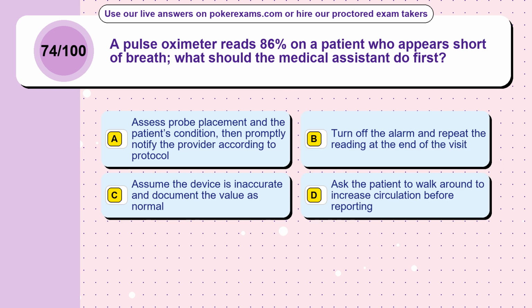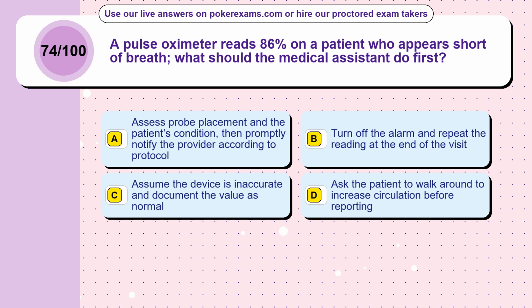Question 74. A pulse oximeter reads 86% on a patient who appears short of breath. What should the medical assistant do first? Option A. Assess probe placement and the patient's condition, then promptly notify the provider according to protocol. Option B.